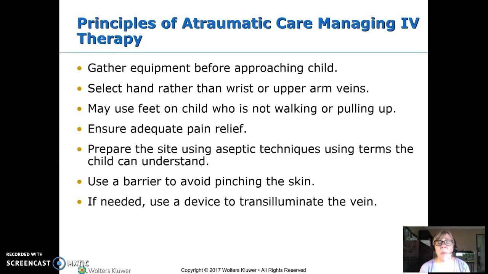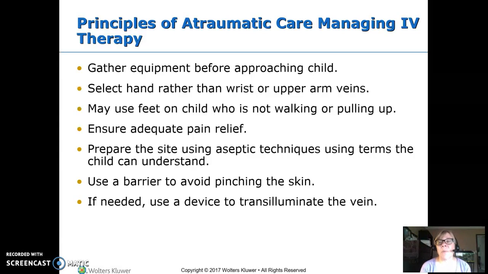Ensure adequate pain relief. On infants, consider using the non-nutritive glucose drops, the sweeties. On older kids, put on their favorite movie, whatever. Prepare the site aseptically in terms the child can understand. I always say, I'm just looking now, I'm washing it now, here comes the poke, 1, 2, 3. So they have warning about the poke, but not enough time to do much.